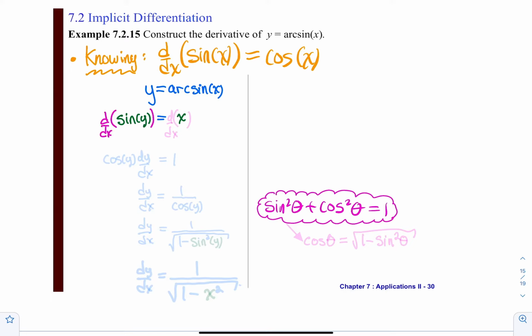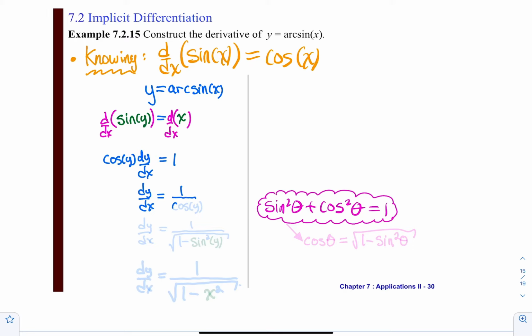So let's differentiate sine of y, and this will be equal to the derivative of x. On the left, we have sine of something, so we are going to get cos of that something times the inner derivative. Of course, the inner derivative is dy/dx, and this is what we're looking for. And then on the right side, the derivative of x, as usual, is just 1. So if you isolate dy/dx, you get that dy/dx is 1 over cos y.